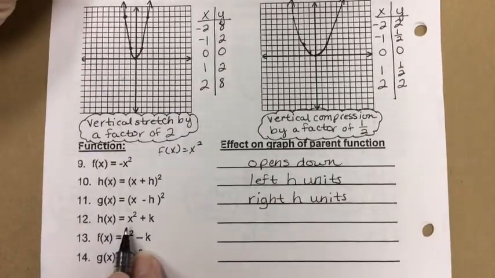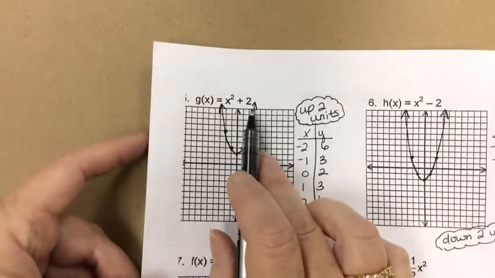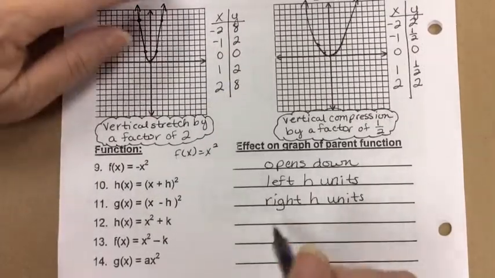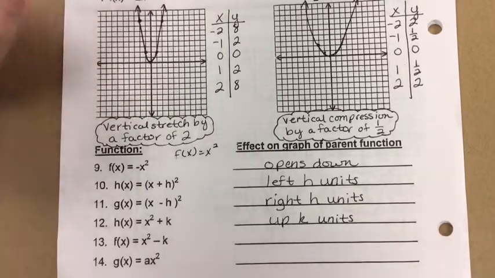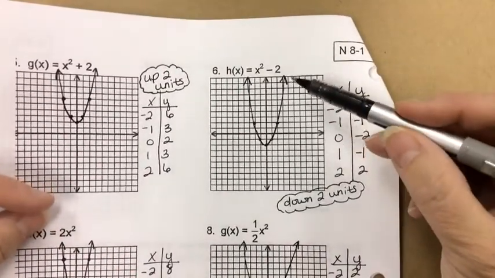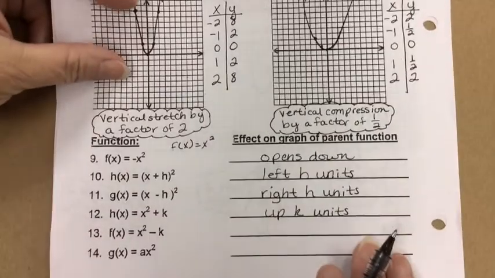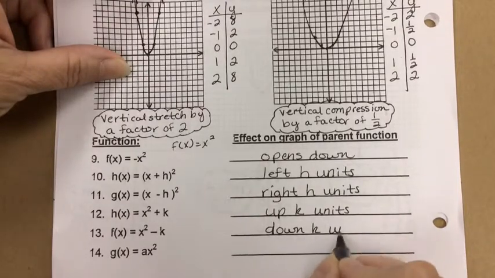Okay, the next one is h of x equals x squared plus k. K could be any number. Let's see what happened when we just added a number to the x squared. If we added 2, it moved up 2 units. So if we add k, it's going to move up k units. Whatever number that k is, that's how many units it'll move up. f of x equals x squared minus k. Well, when we did minus 2 here, we just tagged on a minus 2 to the x squared. It made it move down 2 units. So that's exactly what's going to happen here. It's going to move down k units.